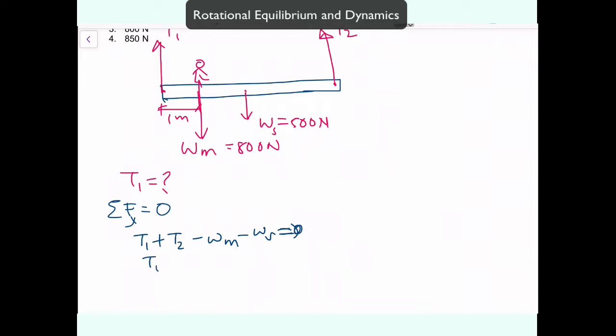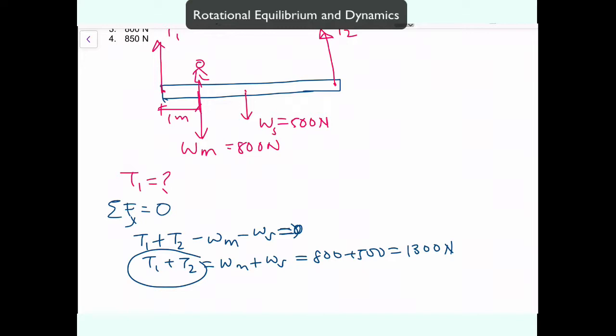From here, what you will have is T1 plus T2 equals the weight of the man plus the weight of the scaffold, which is 800 plus 500, which is 1300 Newton. But if you look at this equation, we know that the sum of T1 and T2 is 1300, but it doesn't solve the problem for you. So you will have to go ahead and find another equation.